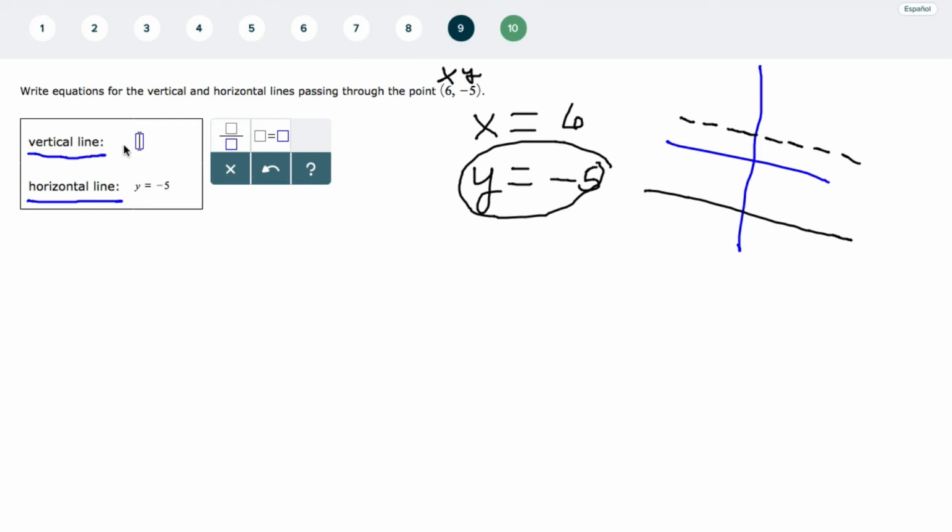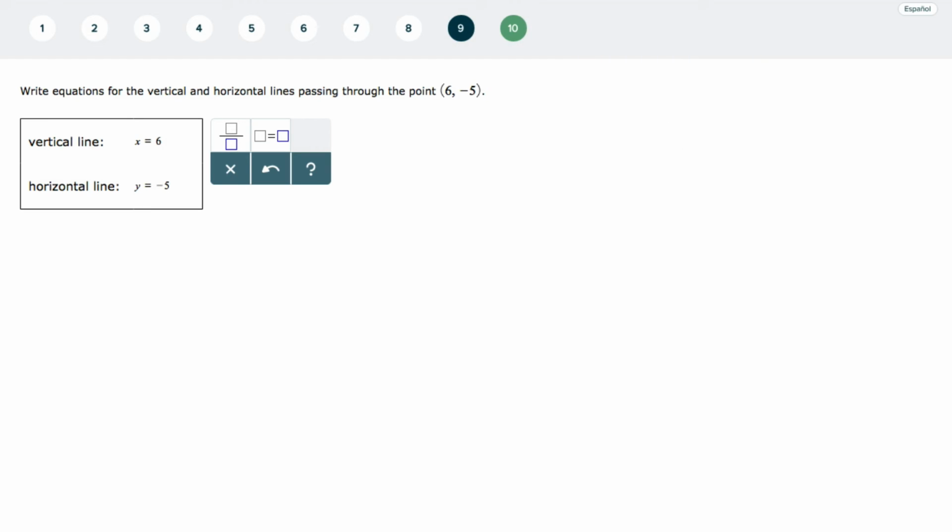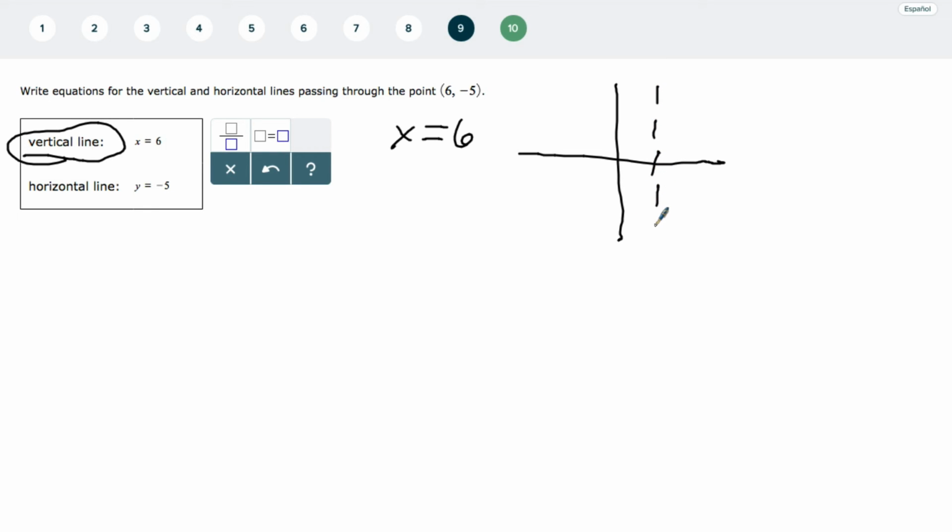Okay, well, if y is the horizontal line, then x is the vertical line. And we can look at it this way. We have x equals 6, which is a vertical line. That means it's going to go up and down like this. Well, if it's vertical, that means it's parallel to y, which means it never touches y, and there's no y in the equation. So that's how we know it's the vertical line, is our x equals 6.